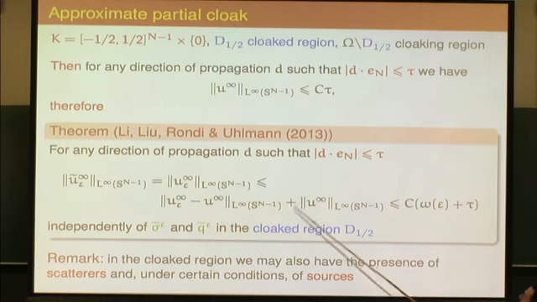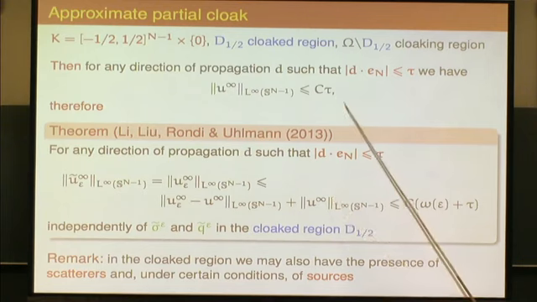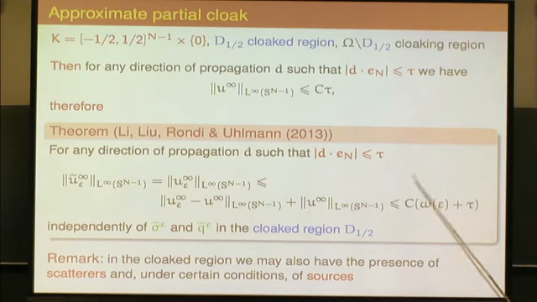Okay, you can add and subtract u infinity, so you know how to control this. This is of the order of omega epsilon, and you know how to control this because this is of the order of tau. So if you are pretty sure that this tau is not big enough, then you can have an approximate cloak and a partial cloak only for certain directions. Not any direction, but maybe this is just what you might be interested in.